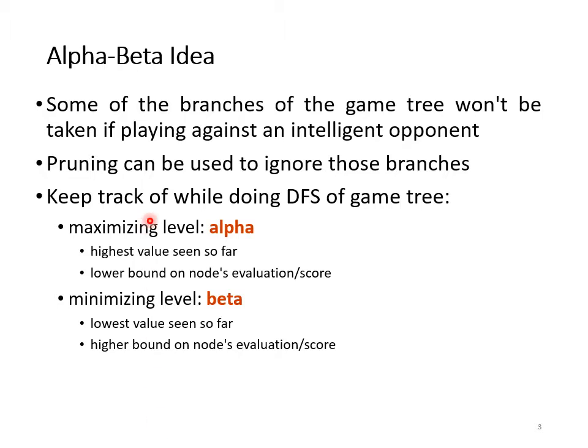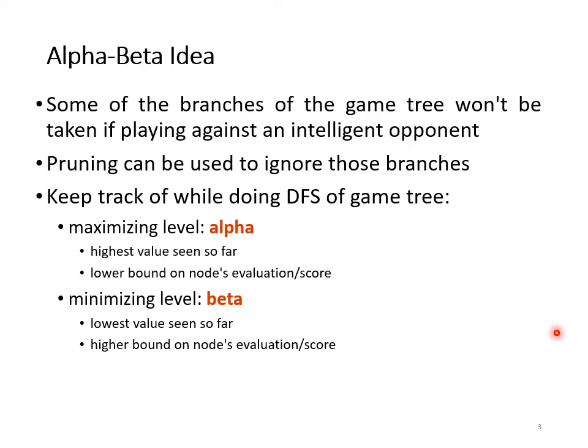So as we know, there are two kinds of things that happen in min-max algorithms. The opponent is required to minimize the node and the computer is required to maximize the node. So some of the branches of the game tree will not be taken if playing against an intelligent opponent. Pruning can be used to ignore those branches, which we keep track of while doing DFS of the game tree.